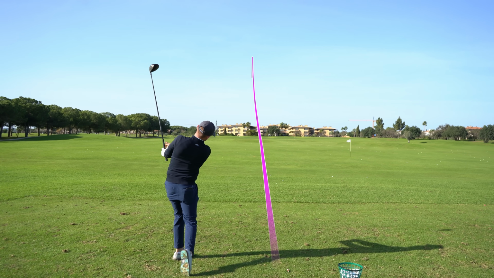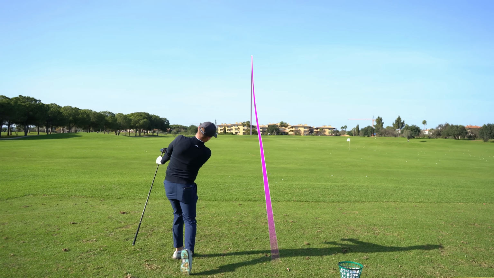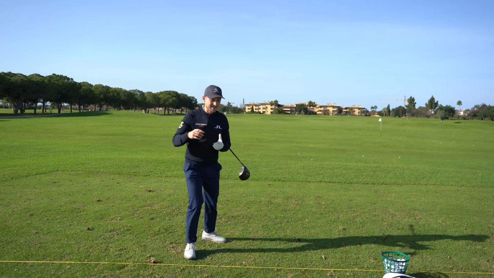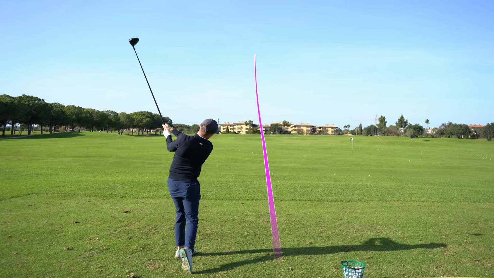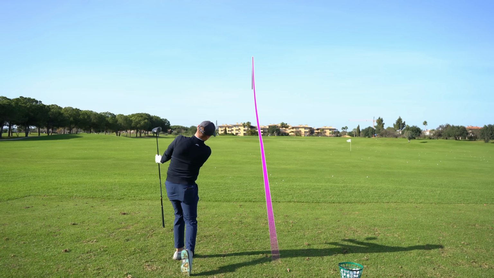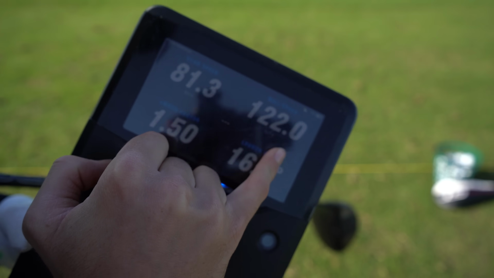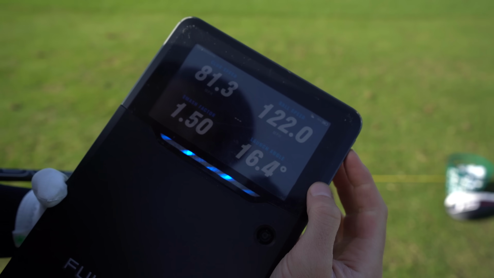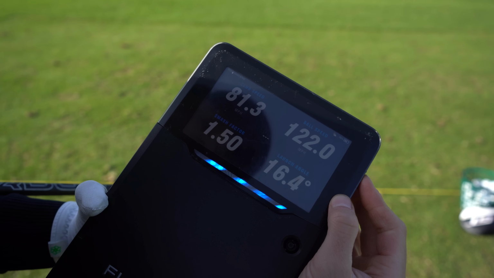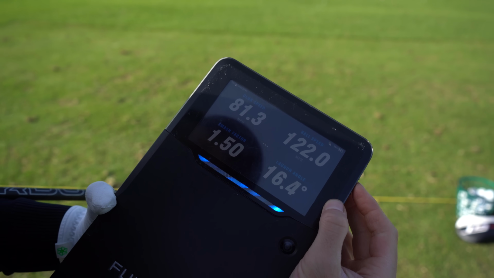I really hope that was the same club head speed, because that was absolutely nutted. Look at the difference in that. That was absolutely bang on. 81.3. It was 81.4 before, right? So that's pretty close. Ball speed, 122. Now, this is really interesting. What was our spin? What are we thinking? What was our carry?